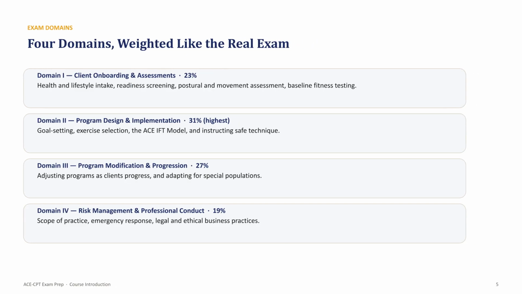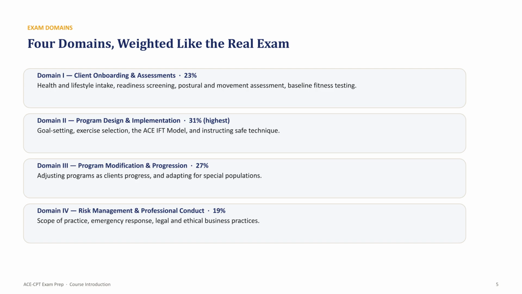Now let's talk about how the actual exam is structured, because this shapes everything about how the course is organized. ACE weights its exam across 4 domains, and each one pulls questions from across the whole textbook, not just one block of chapters. Domain 1 is client onboarding and assessments, worth 23%. This covers health and lifestyle intake, readiness screening, postural and movement assessment, and baseline fitness testing.